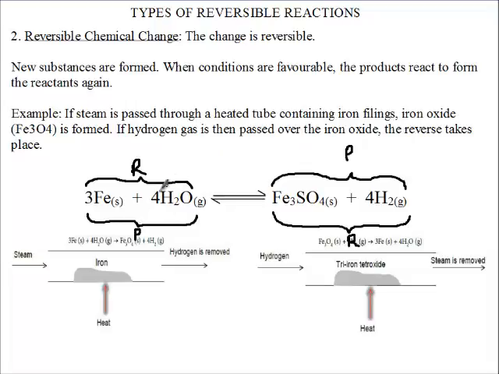So here steam, which is gaseous water, is passed over the iron, and we get iron oxide being formed, plus hydrogen. If the hydrogen is not allowed to escape, if the hydrogen stays, it also reacts with the iron oxide to give us iron and then water. So here a new substance is formed from these two, which is the iron oxide, and then hydrogen gas will also be released.